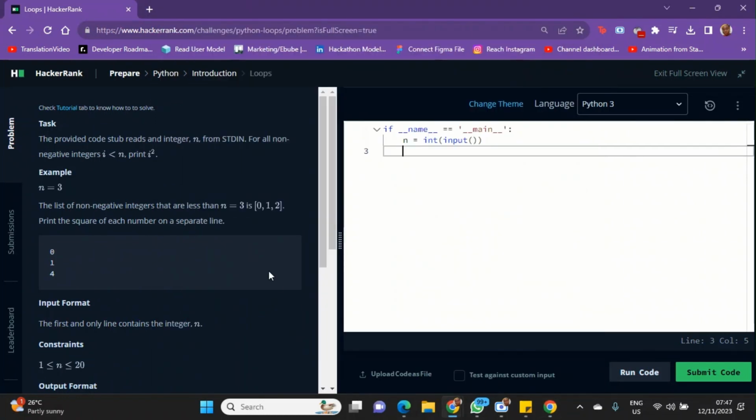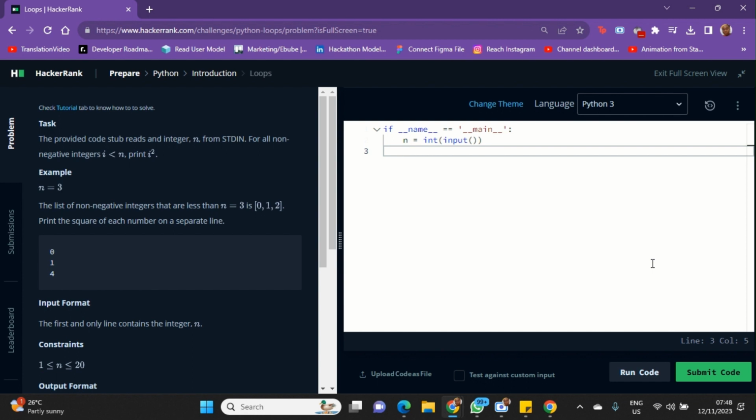Now, let's consider the next task, which is to solve with loops. So the task is: the provided code reads an integer from standard input. For all non-negative integers i less than n, print i squared.